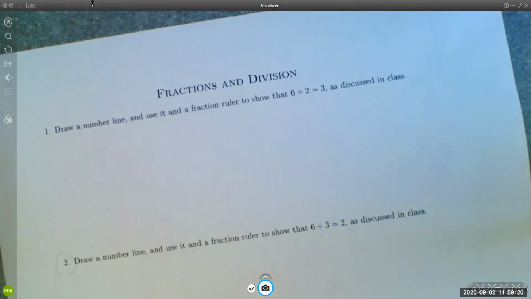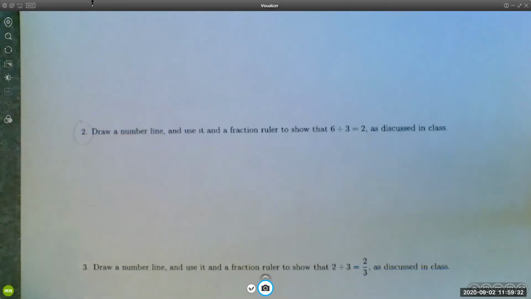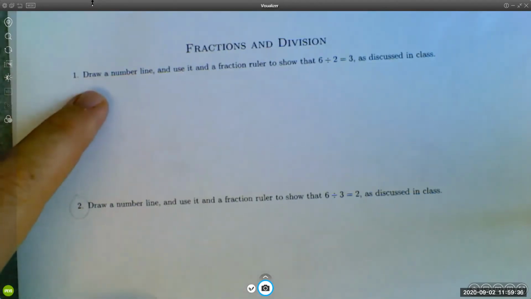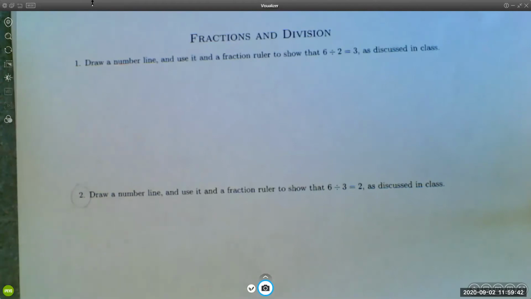Now you also had this fraction and division worksheet. And again, I'm not going to go through every problem on this worksheet, but I did want to go through a couple of them. So I want to talk about number 2. I think number 1 we actually did in class. I actually can't remember now. Maybe we did number 2 and we haven't done number 1. I can't remember, but I want to do number 2.